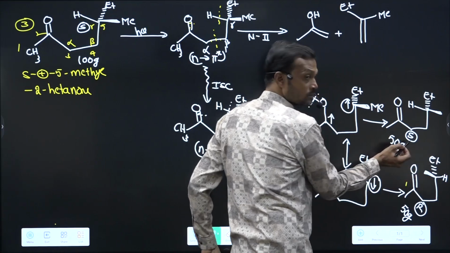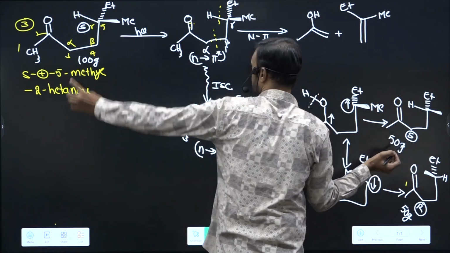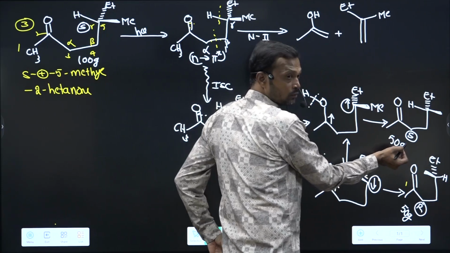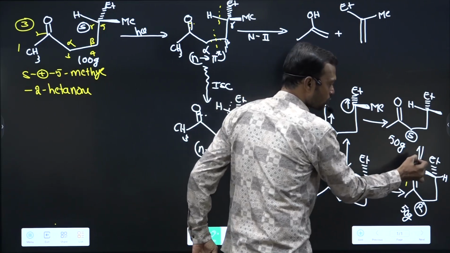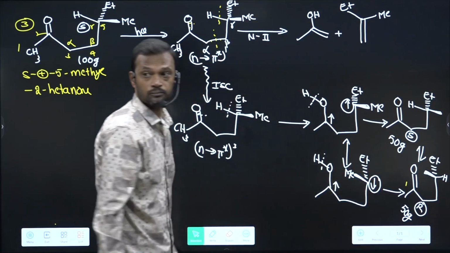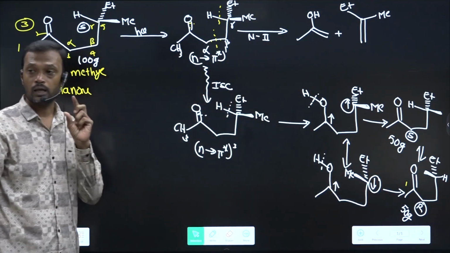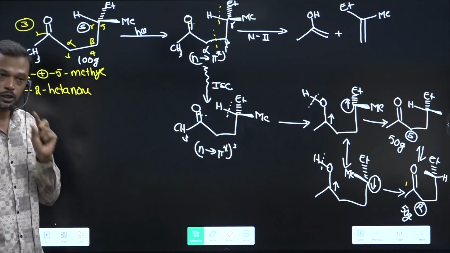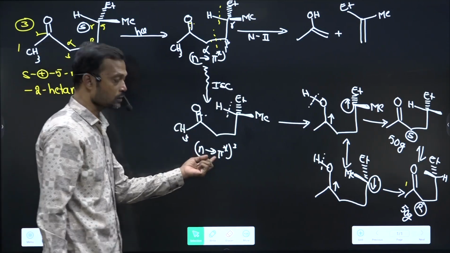Percentage of S isomer is initially 100. Right now it is how much? 50, and this is 50. So what about the ratio of these two? 50-50. 50-50 means what? Racemization. So in Norrish type 2 reaction, racemization takes place only with the triplet excited state.